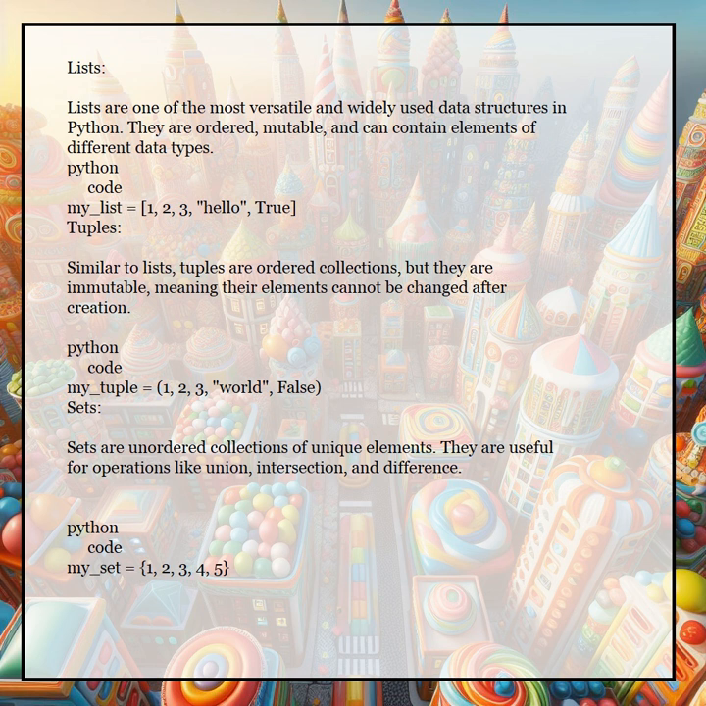after creation. Python code: my_tuple = (1, 2, 3, "World", False). Sets. Sets are unordered collections of unique elements. They are useful for operations like union, intersection, and difference. Python code: my_set = {1, 2, 3, 4, 5}.